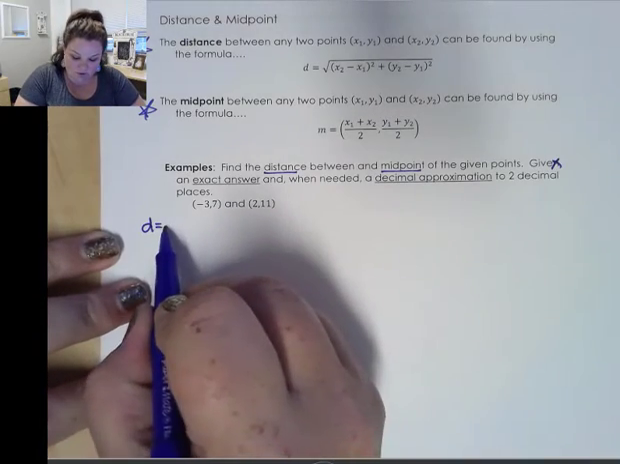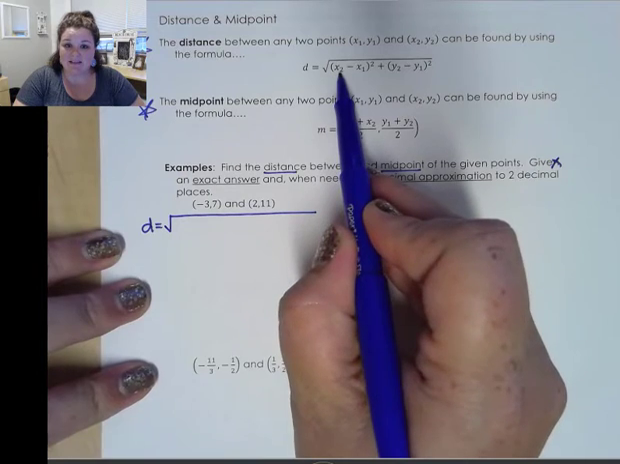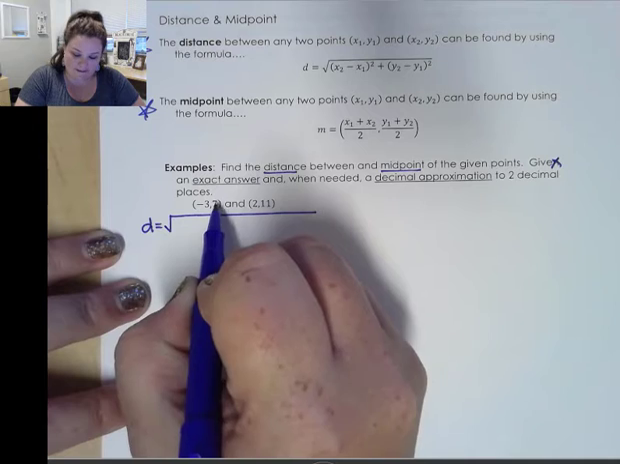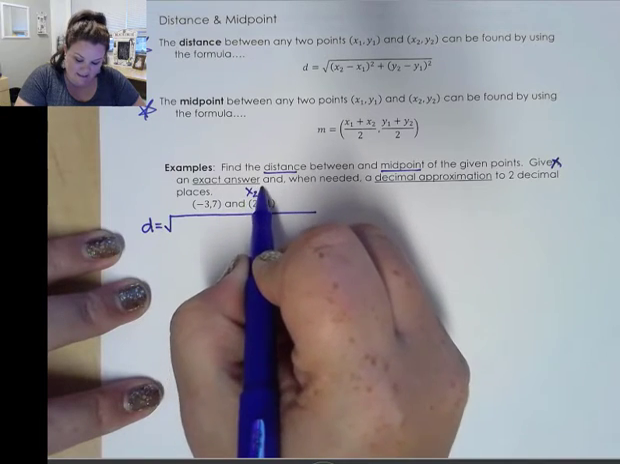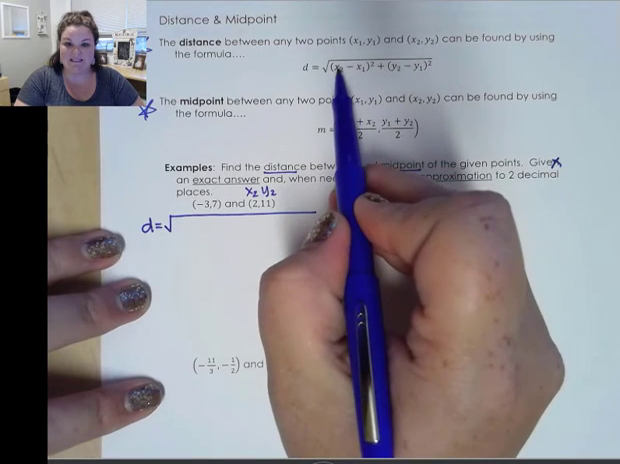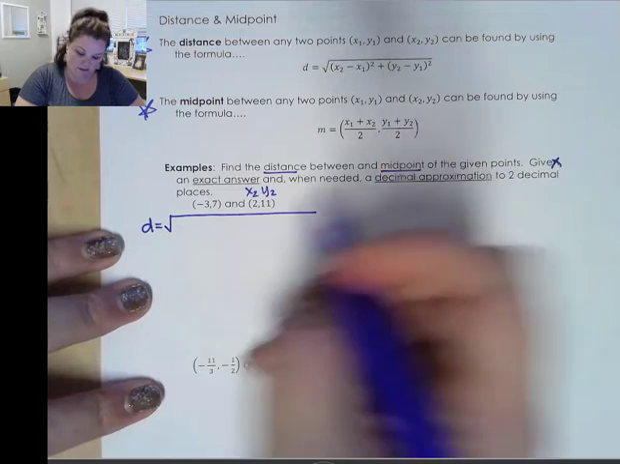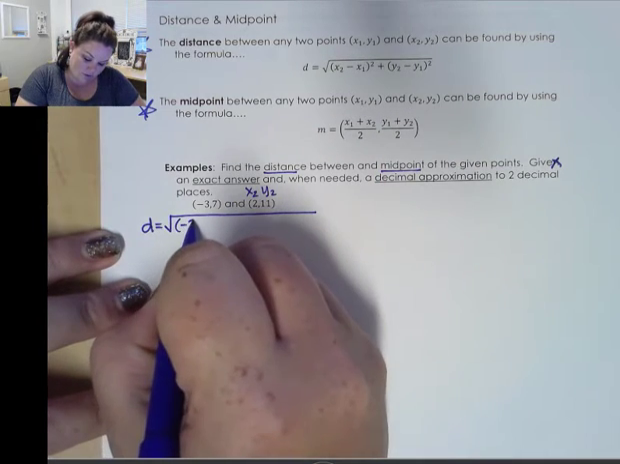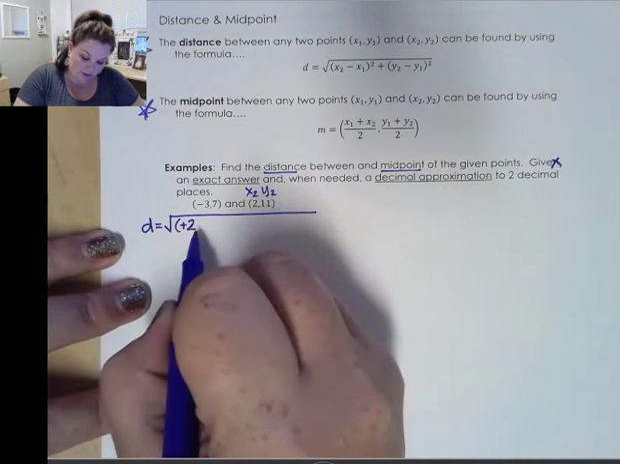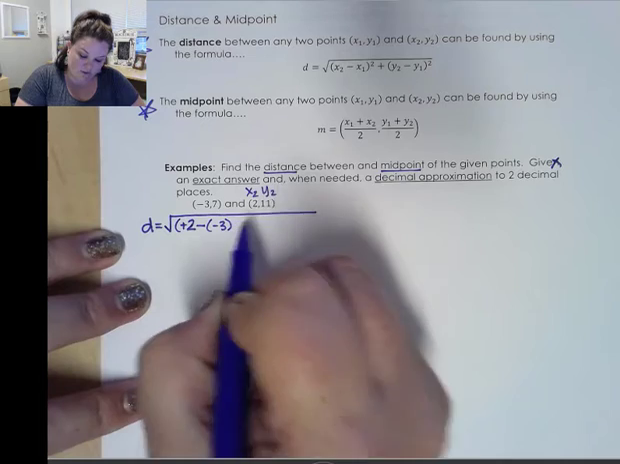So the distance is equal to the square root of my second x, okay? So this is like my first x and my first y, and this is my second x and my second y, right? So this says to do my second x and subtract my first x. So my second x is 2. I don't know why I put a negative. It's a positive 2. And we're going to subtract our first x, which is a negative 3.